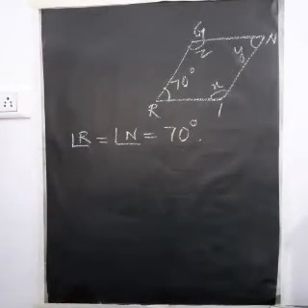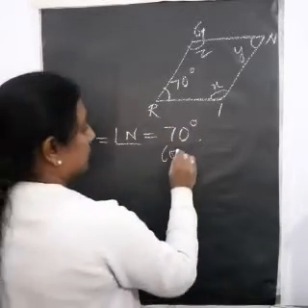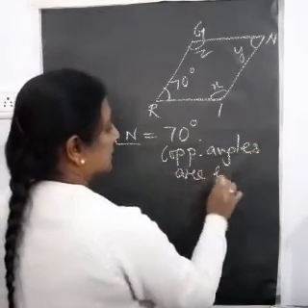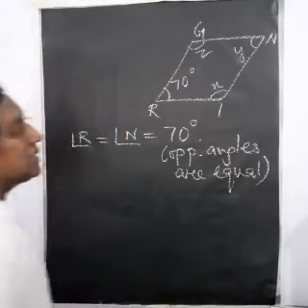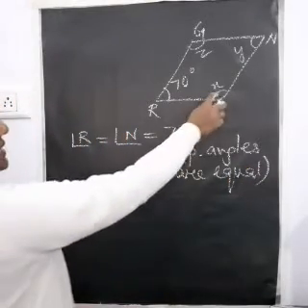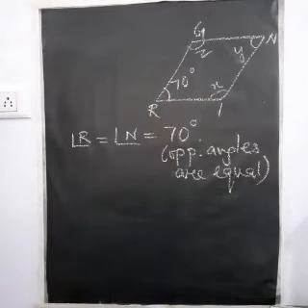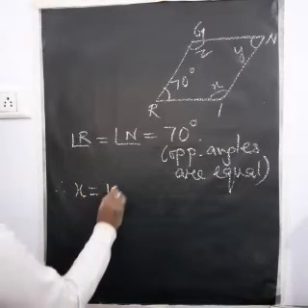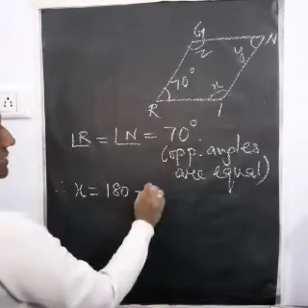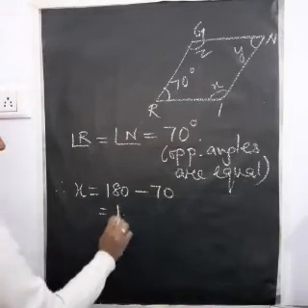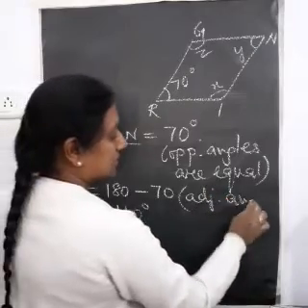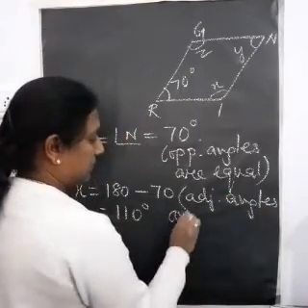Why? Opposite angles are equal. Now, how will I find X? These two are adjacent angles. Adjacent angles are supplementary. So what can I say? Therefore, X is equal to 180 minus 70. So what will you get? You will get 110 degrees. This is because adjacent angles are supplementary.